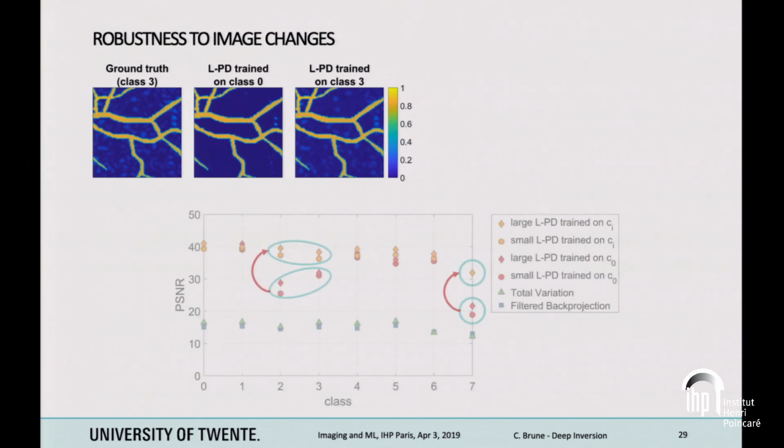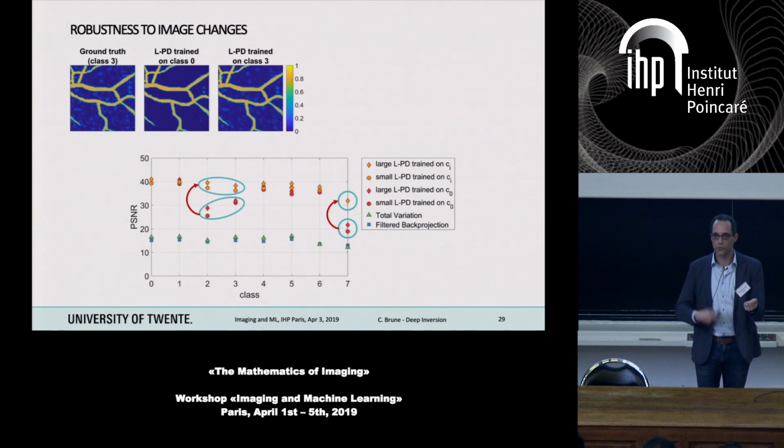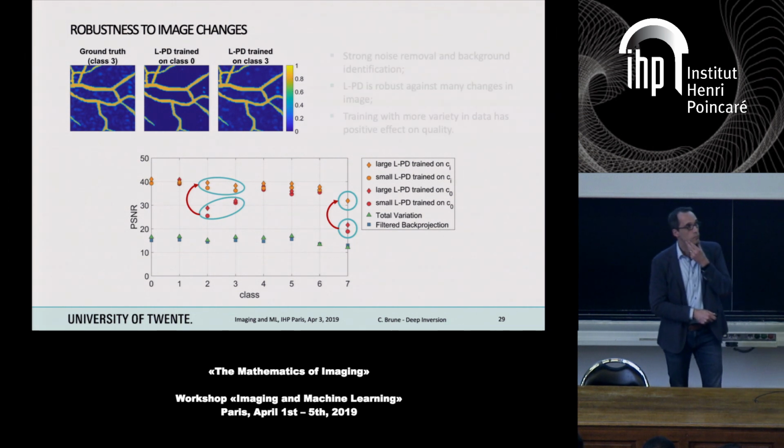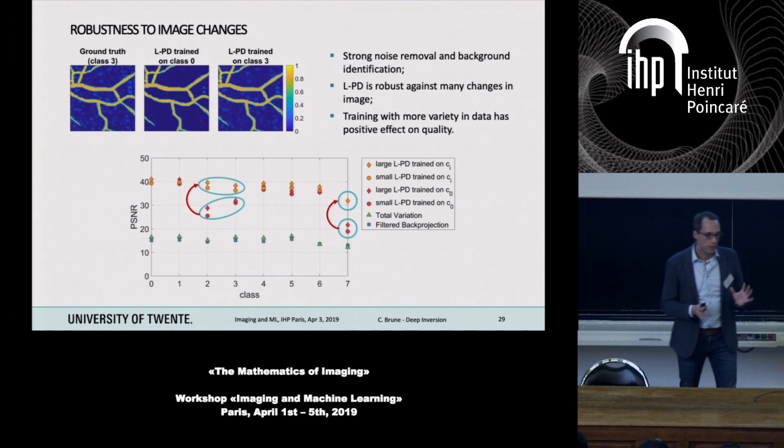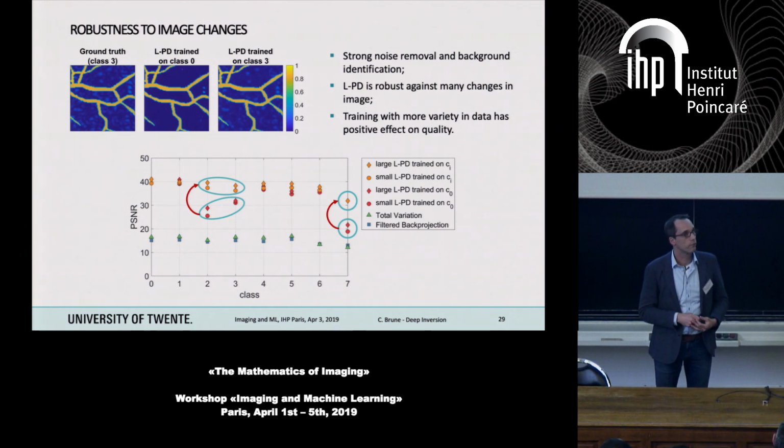But what is really an open question, and here you see this supported by the PSNR values of the scenario, is that you really get a huge boost from roughly 20 to 40. And even with a deeper network, you don't gain much more. So it's really an intrinsic uncertainty in the system that you would need to boost even more. So strong noise removal and background identification are all possible with learned primal dual methods, and they are quite robust against significant changes in the image.